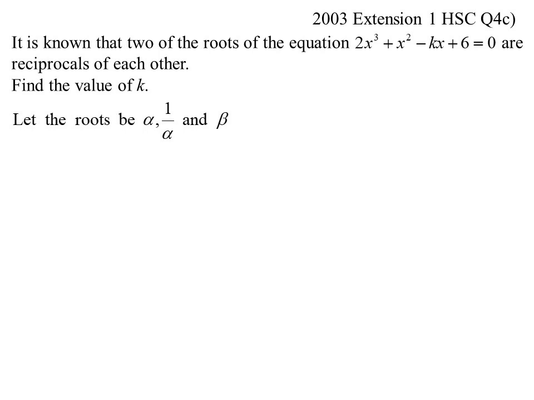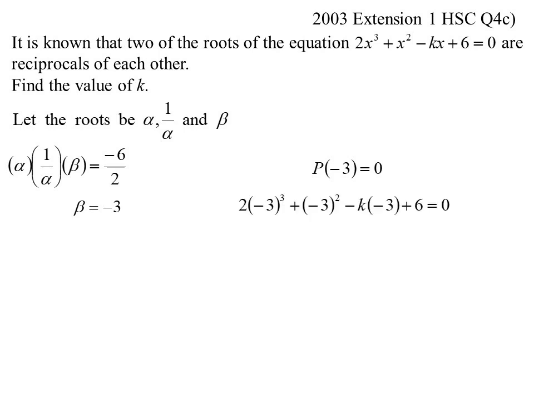What information can I gather? Well, I'm going to go with the product of the roots straight away, because if I'm dealing with a number and its reciprocal, when I multiply, that's just going to be 1. So I don't actually need to know what alpha is, but it allows me to find that other root straight away. So I've got beta is negative 3. Therefore I know, using the factor theorem, that the polynomial at negative 3 must equal 0. I can now just substitute that in and work out k. K is 13.